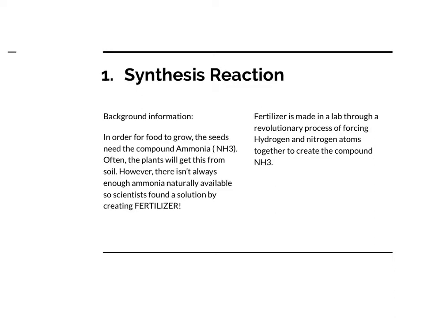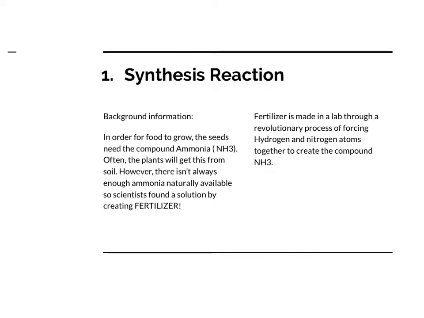Our first type of reaction that we're going to talk about is called a synthesis reaction. This is a type of reaction where 2 separate entities come together to make one compound. In real life, there's a very famous synthesis reaction called the Haber process. In order for food to grow, seeds and plants need a compound called ammonia. Often plants will get this from soil. However, there isn't always enough naturally available for the plants to grow fast enough. So scientists had to invent something called fertilizer.